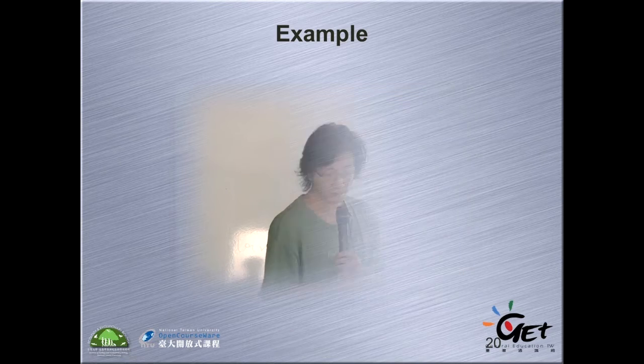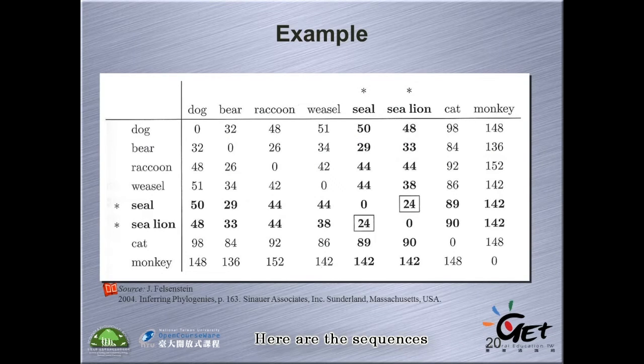And here is an example. Here are the sequence differences between different groups of animals: dog, bear, raccoon, weasel, seal, sea lion, cat, and monkey. You just need to look at the lower left corner; the upper right corner of this distance matrix is the same. For all the numbers on the matrix, you look for the lowest number, which means the most similar sequences. In this case, it will be sea lion and seal. Yes, 24.